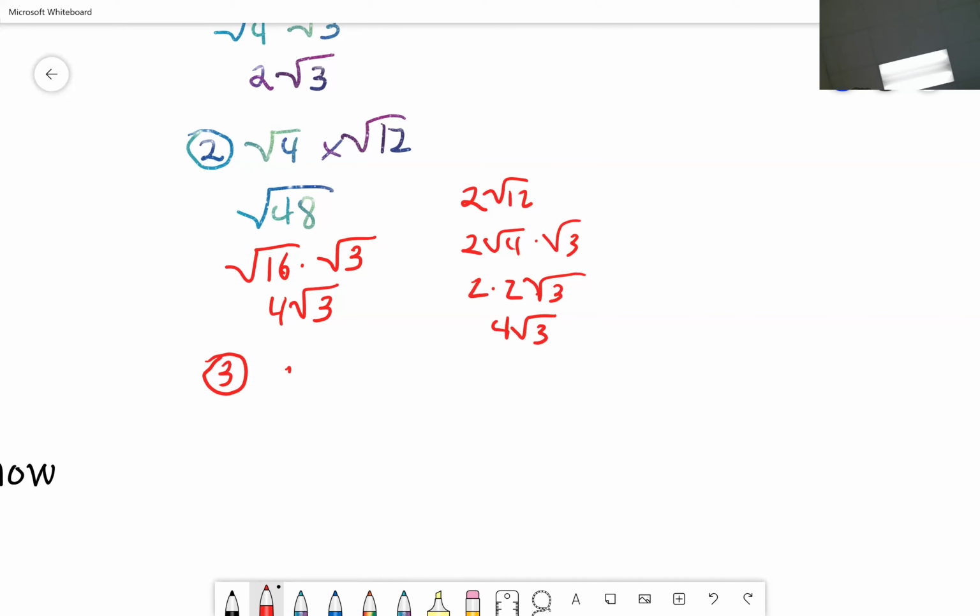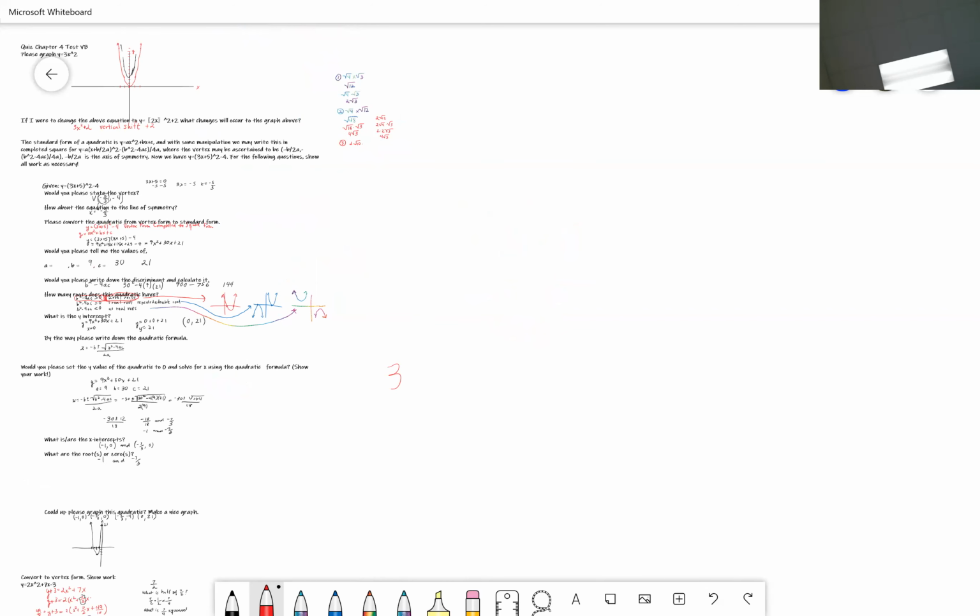Number three says 2 times the square root of 10 times 3 times the square root of 5. Oh my gosh.